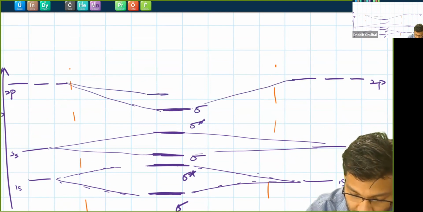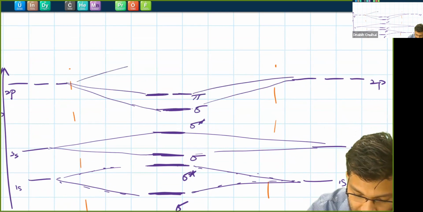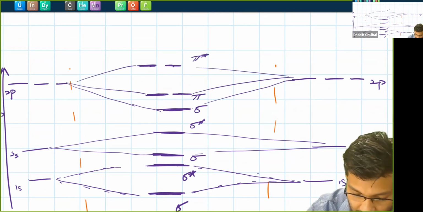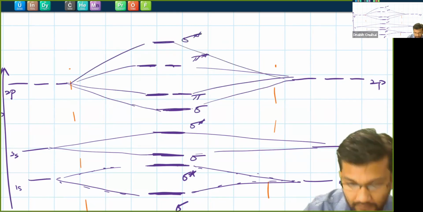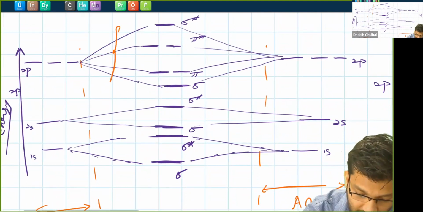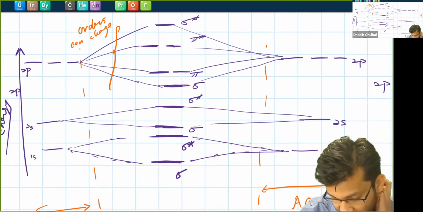Then you have 2 of the pi's. Then maybe the 2 pi star. And then the sigma star up here. The orders of these can change, so orders can change depending on the molecule. But for now, let's just stick with this order.